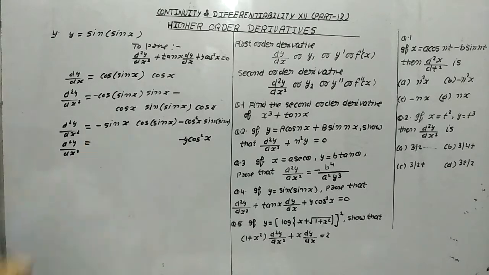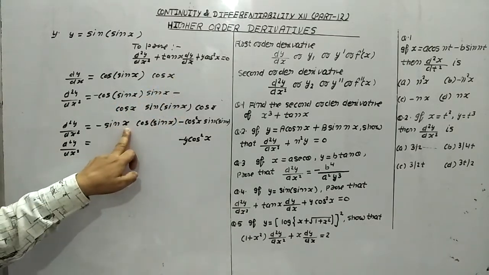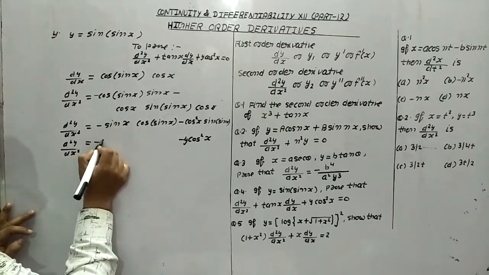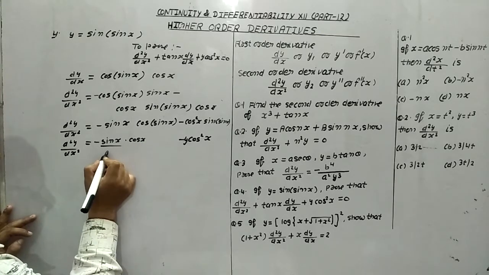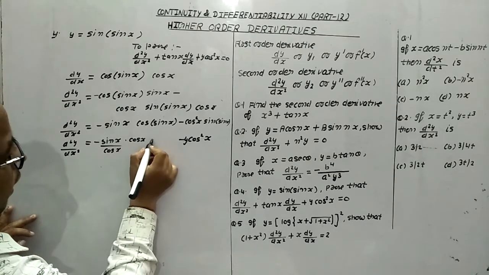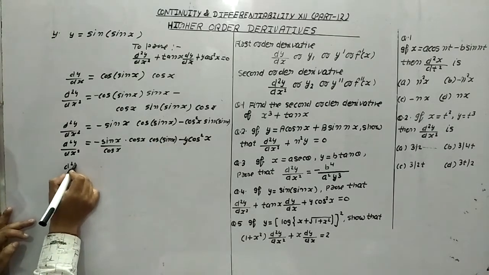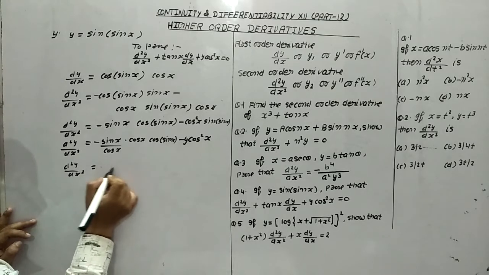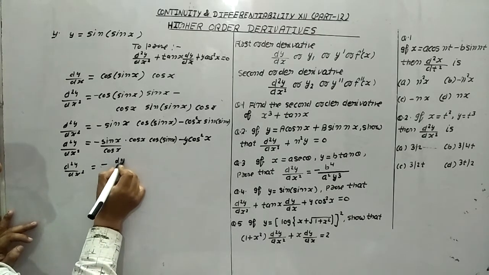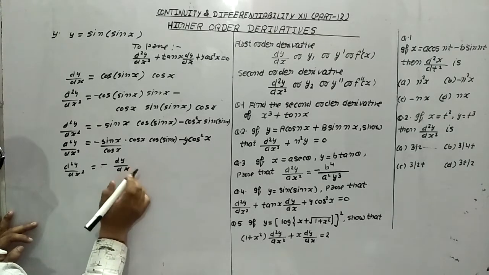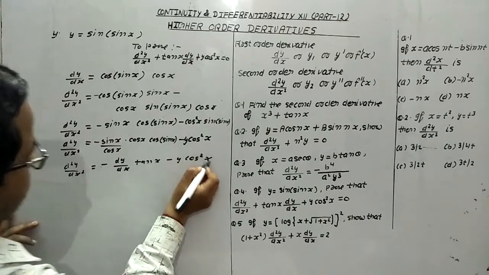Now we want dy by dx. In dy by dx we want cos x, but here we have sin x. So multiply by cos x and divide by cos x. So this is cos x and this is cos x, and this becomes cos(sin x). So this is the way. It means d2y by dx square, this becomes dy by dx. It means minus dy by dx, and this is tan x, and minus y cos square x.